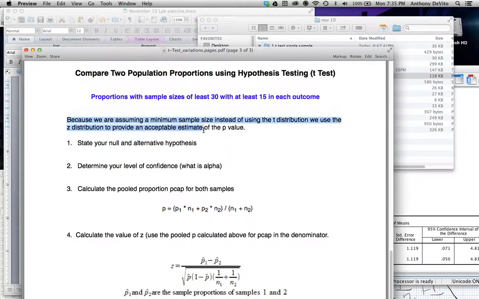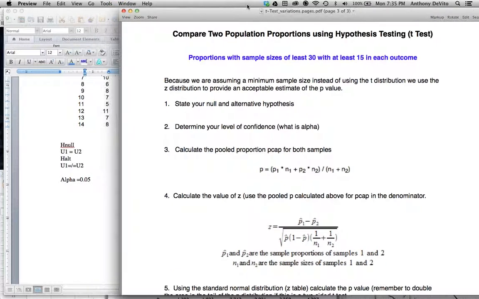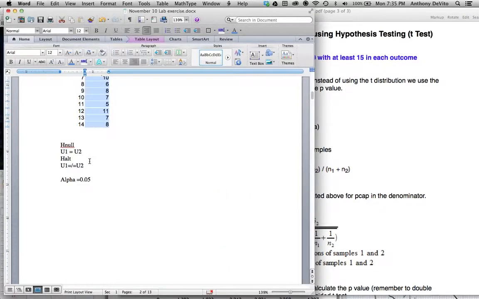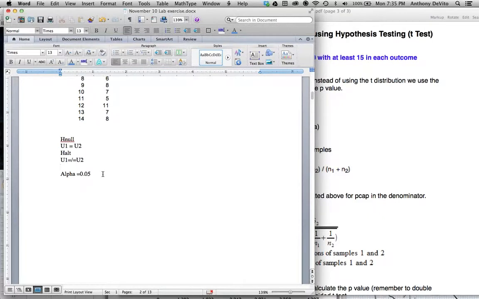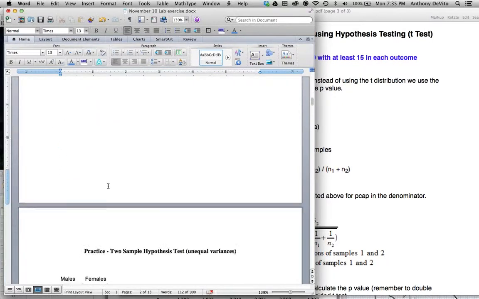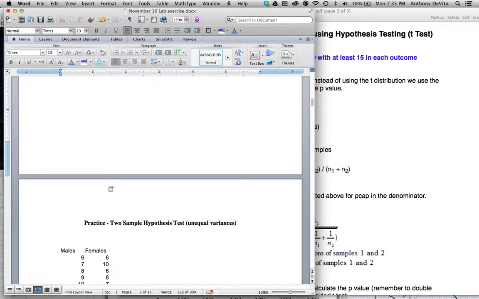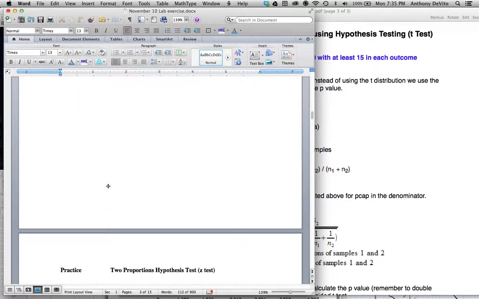We're going to do everything exactly the same way we did it before. State your null and alternative hypotheses, determine your level of confidence. In other words, what level of type 1 error we're willing to accept, in other words, what's the value of alpha. And then, with proportions, we're going to actually calculate a pooled proportion for the two of them. I'm going to show you how we're going to do that.